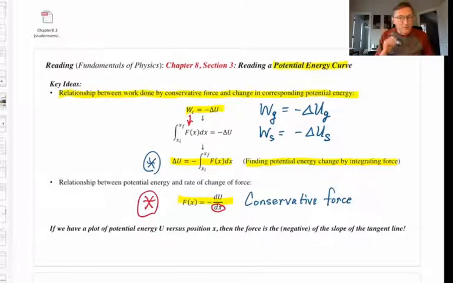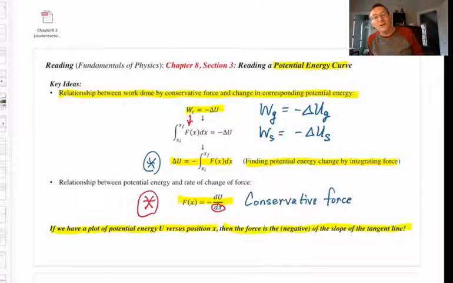Now, remember the geometrical description of a derivative: slope of a tangent line. Well, the force is the negative derivative of the potential energy with respect to x. So here's the next big idea. If we have a plot of potential energy versus x, then the force is the negative of the slope of the tangent line on that plot.